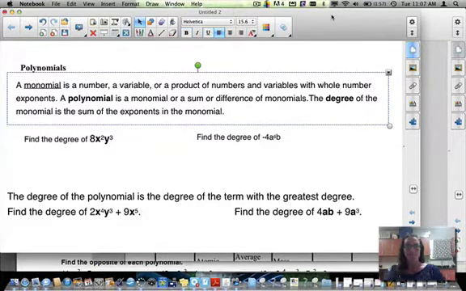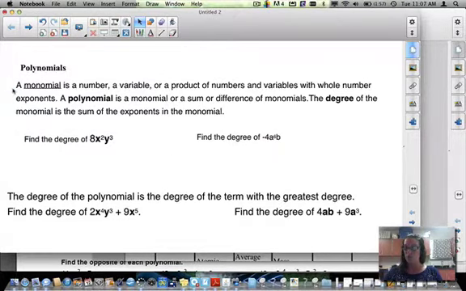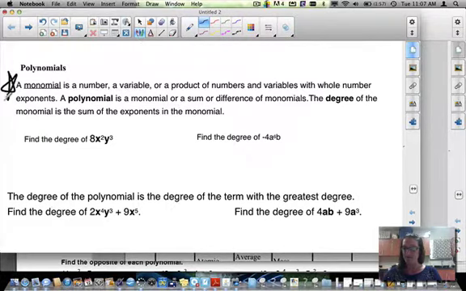A monomial is a number, a variable, or a product of numbers and variables with whole number exponents. I want you to go ahead and add this to your words worth knowing, which is the vocab at the beginning of your notebook, a monomial. Also, I want you to add a polynomial. So a polynomial is a monomial or a sum or difference of monomials.